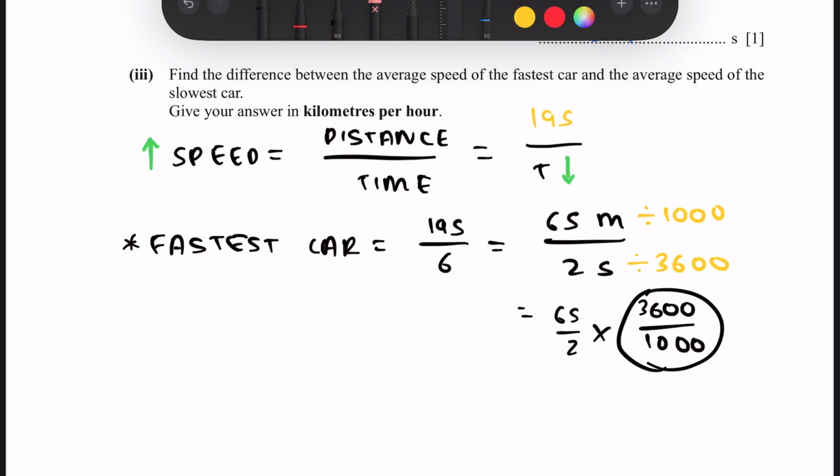3.6, this constant, when multiplied to a value in meters per second, converts it to kilometers per hour. So in this case, the fastest speed of the car in kilometers per hour would be equal to 65 divided by 2 times 3.6, which is equal to 170 kilometers per hour.